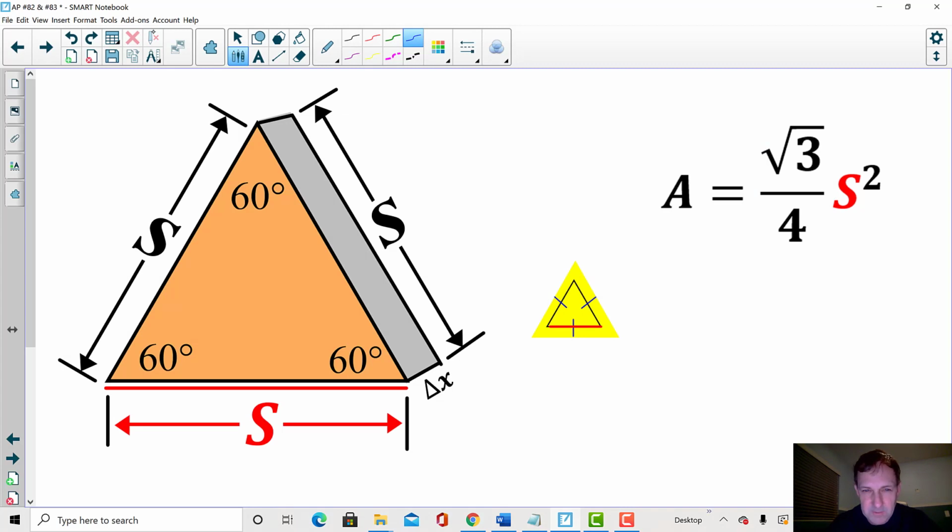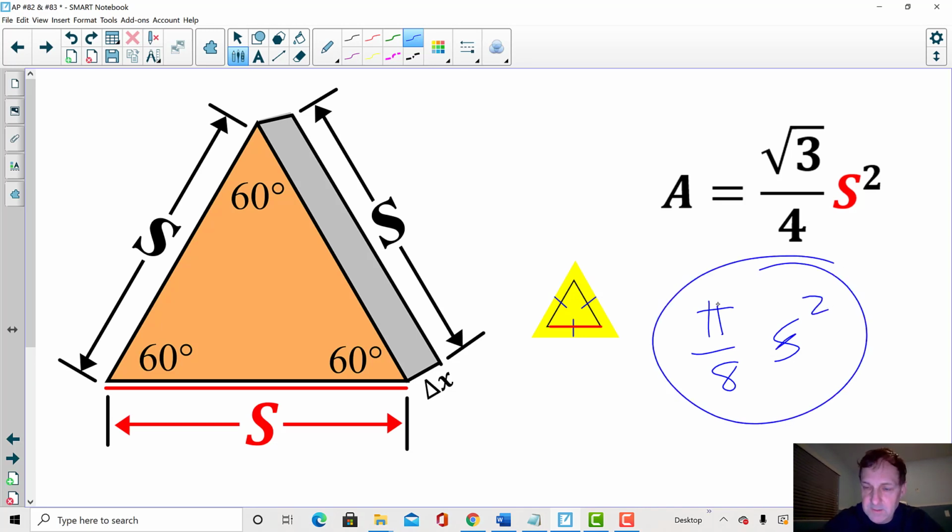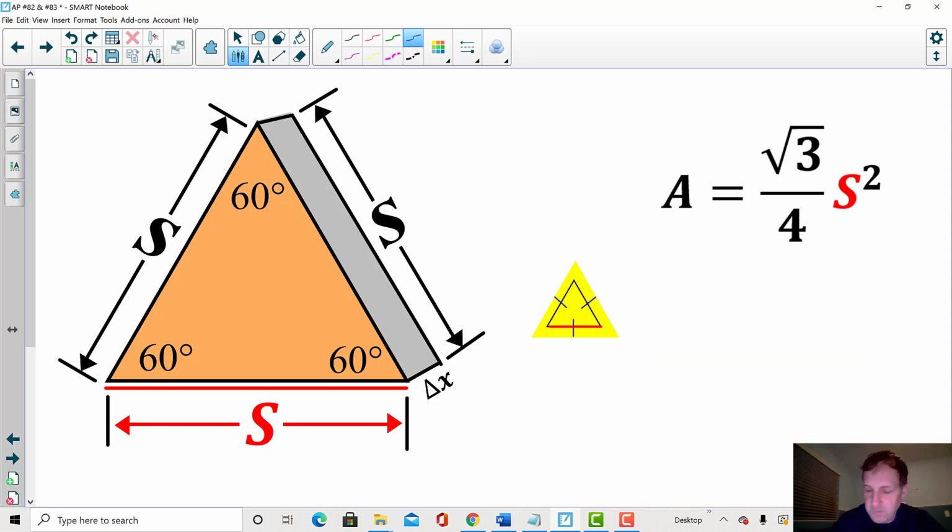There's a couple of tough ones, the semicircle, which is pi over 8 times s squared. That's another one that I just try to memorize. That's the semicircle one. So let's have a look. Let's figure out where we got this from. This is the new one that we haven't done yet.